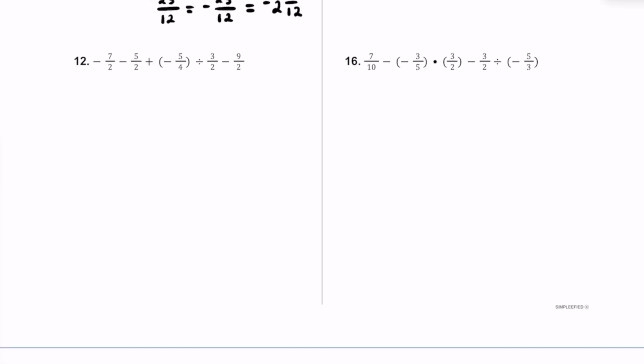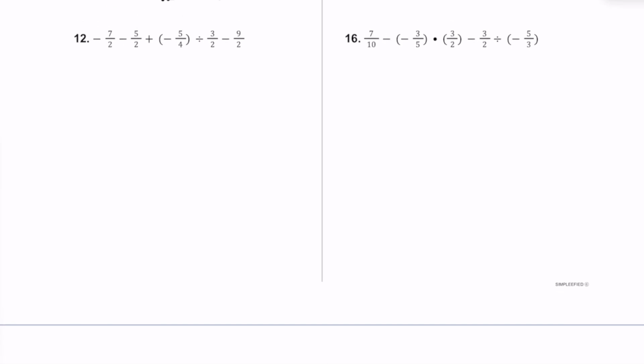Alrighty, for number 12, let's see what we got. We have subtraction, addition, division, and subtraction. Between all these operations, let's go ahead and do the division one first. I'm going to write this one on the side just because it's a little bit easier to keep track of everything. So it's a negative divided by a positive, which is going to be a negative.